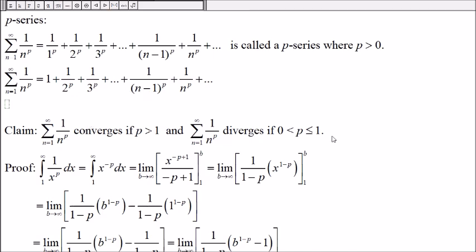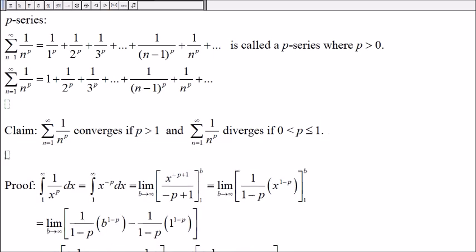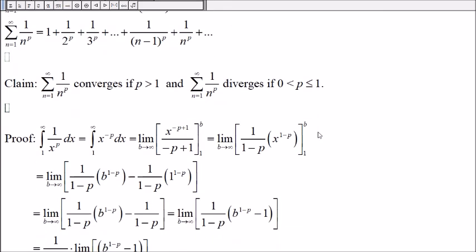And we have a claim, and here we'll make the assumption that p is positive, or greater than 0, because if p is negative, then this becomes infinity anyway. So here we have the claim that the p-series converges if p is greater than 1, and the p-series diverges if p is between 0 and 1, including 1. And here's the proof.